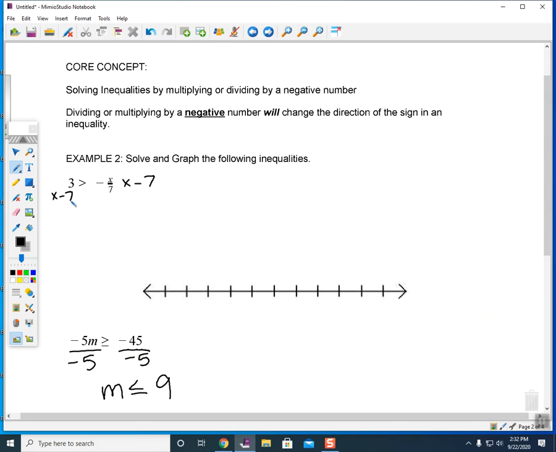Multiply by -7 means that I have -21. My sign's going to flip because I'm multiplying by a negative number. So -21 is less than x.